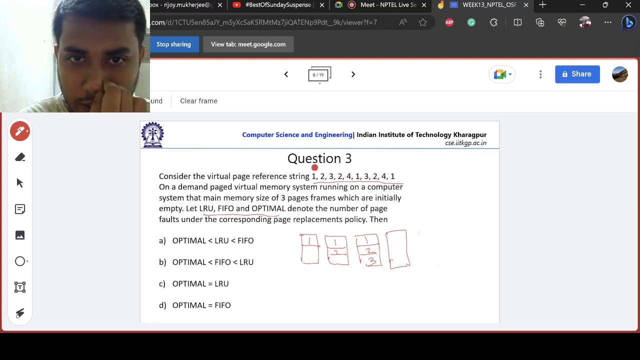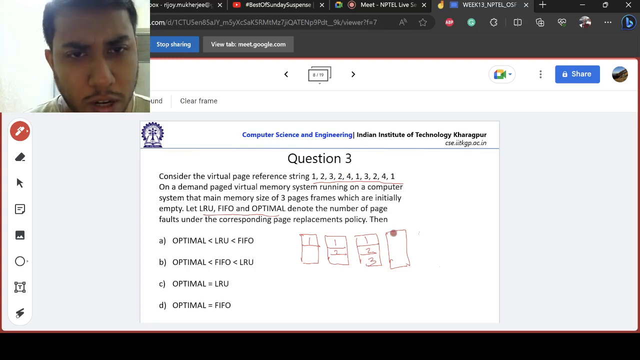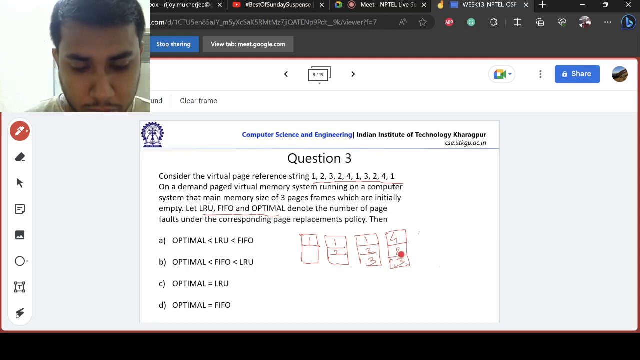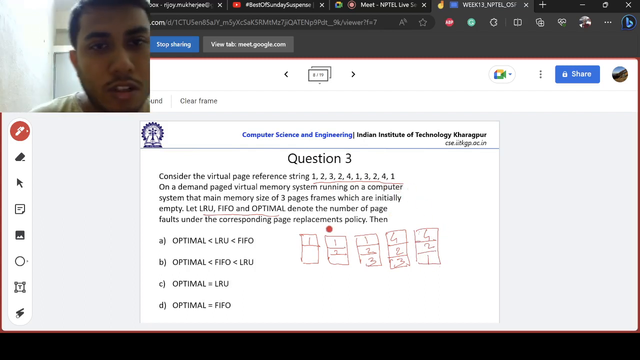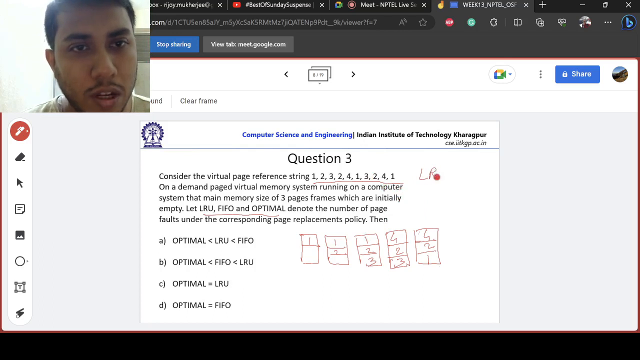Now 4 comes. 4 is not present, so one page has to be replaced. Which one is the least recently used? The least recently used is 1, so 1 will be replaced: 4, 2, 3. After that 1 comes. Now the least recently used is 3, so 3 will be replaced: 4, 2, 1. Then 2 is already present, 4 is already present, 1 is already present. So for LRU, we have 5 page faults.